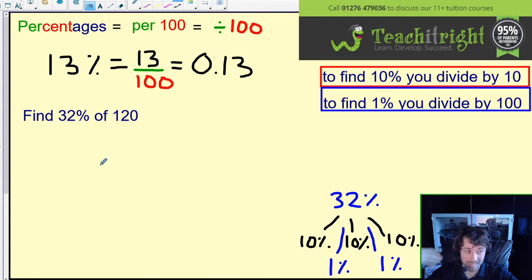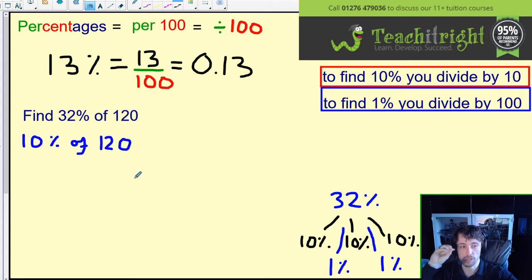My rule, this is something I tell everyone, is just always, relevant to the question, always work out 10% first. It's almost always worth doing. How can we work out 10% of 120 in this case? How can we work out 10% of everything? Well, to answer the question, I want you to just think, what does 10% mean? It means per 100. It means divided by 100. So 10 divided by 100 is a fraction.